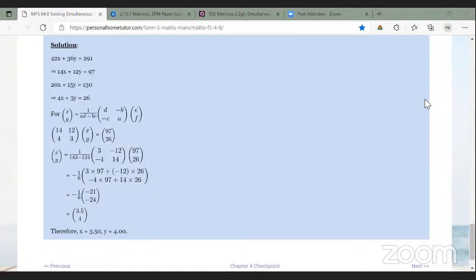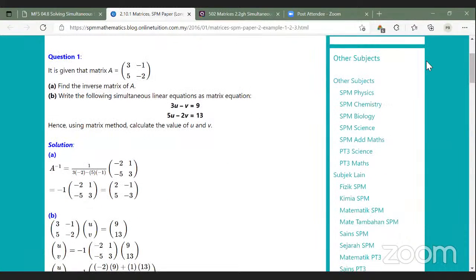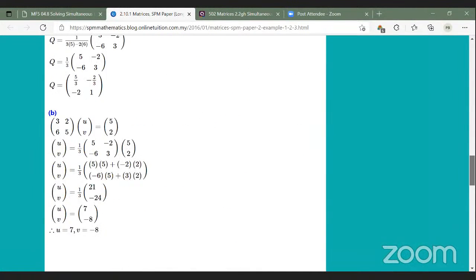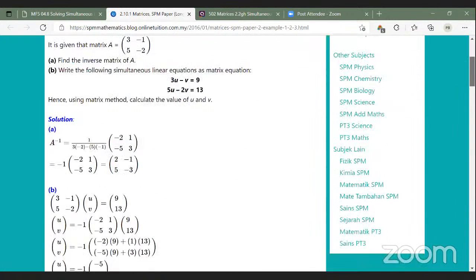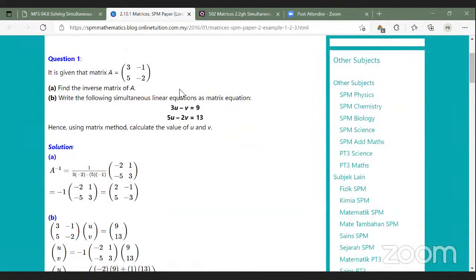So if you look over here, all right. Let me just look for a question. Okay, so overall, the questions don't really differ. So I think we'll just start with 1. So we can skip ahead to 1b. So the question asks you to write the following simultaneous linear equations as a matrix equation.